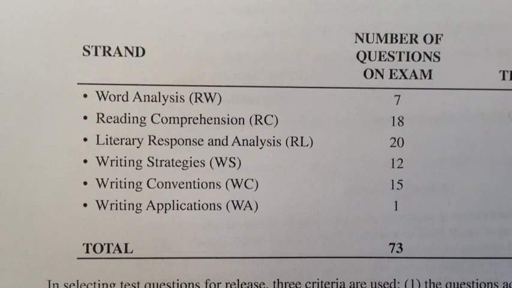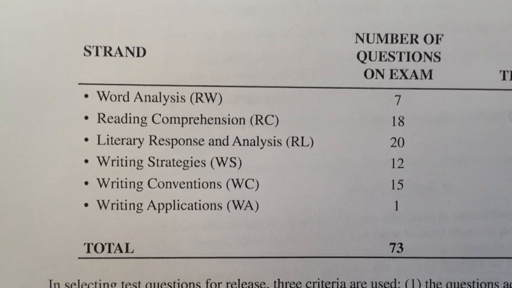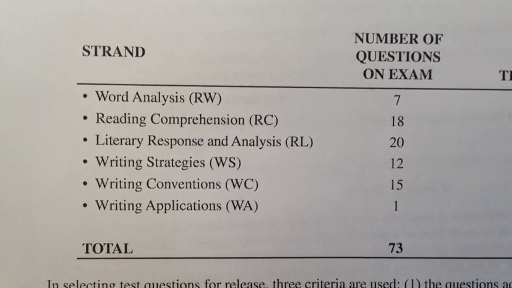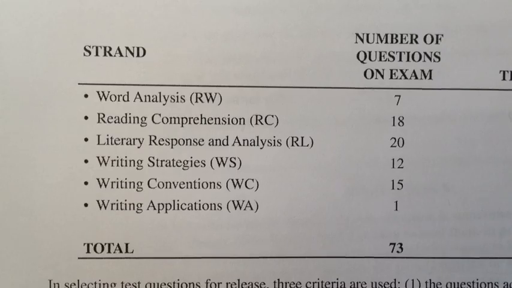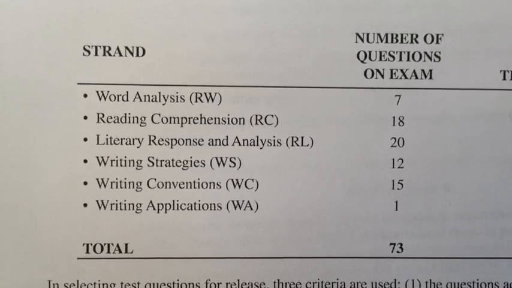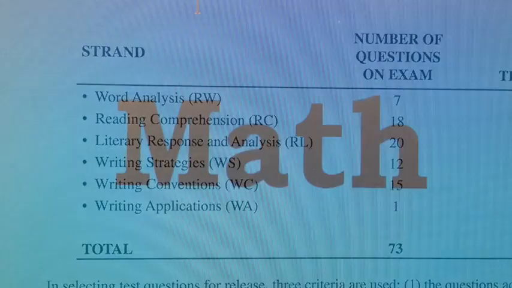As you can see, the English language arts portion of the CASEY is broken down into 6 different categories. Word analysis, there are 7 questions. Reading comprehension, there are 18 questions. Literary response and analysis, there are 20 questions. Writing strategies, there are 12 questions. Writing conventions, there are 15 questions. And there's 1 writing application, for a total of 73 questions.